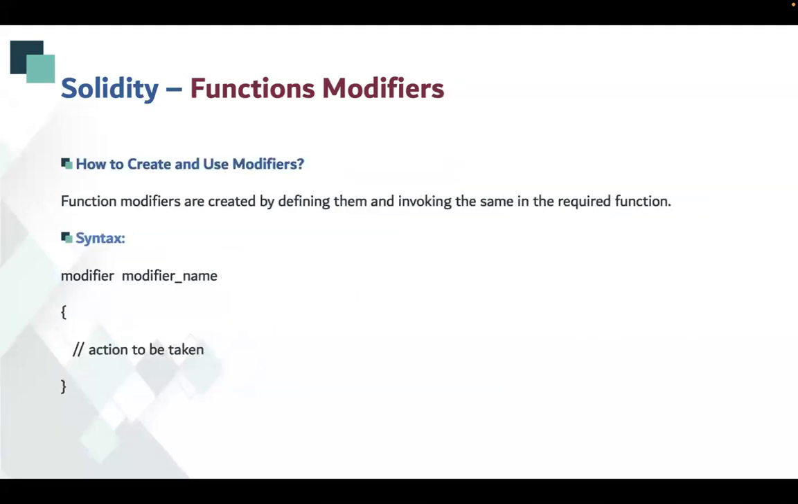How can we create and use a modifier? Creating a modifier involves defining it with the modifier keyword, followed by a unique name and a block of code that defines its behavior. This syntax defines the basic modifier. Modifiers can also take parameters to make them more dynamic.